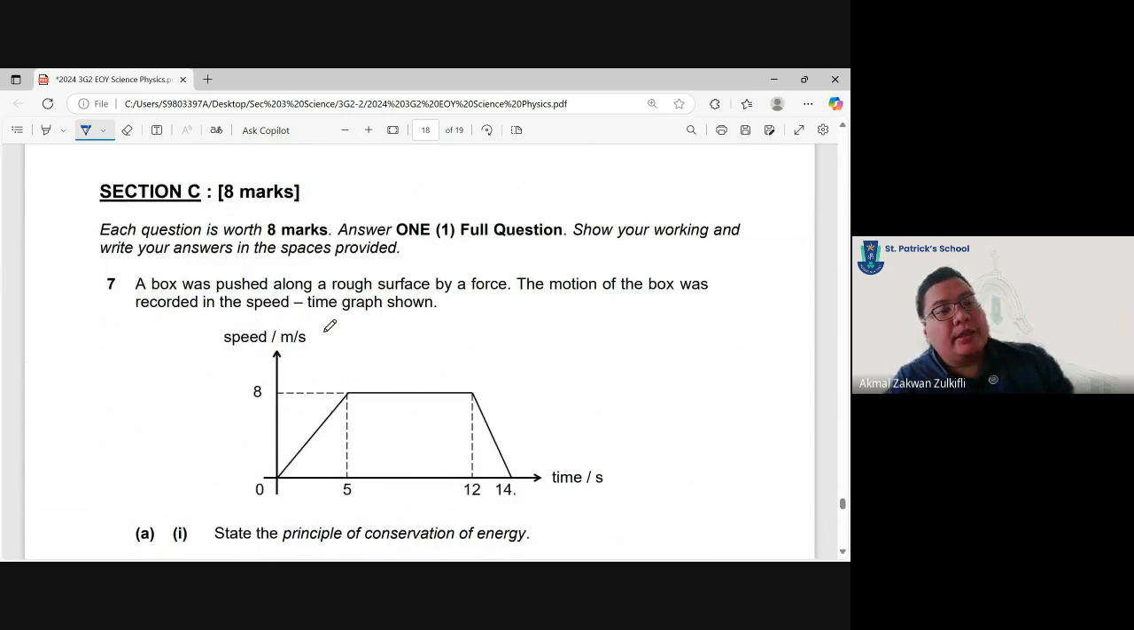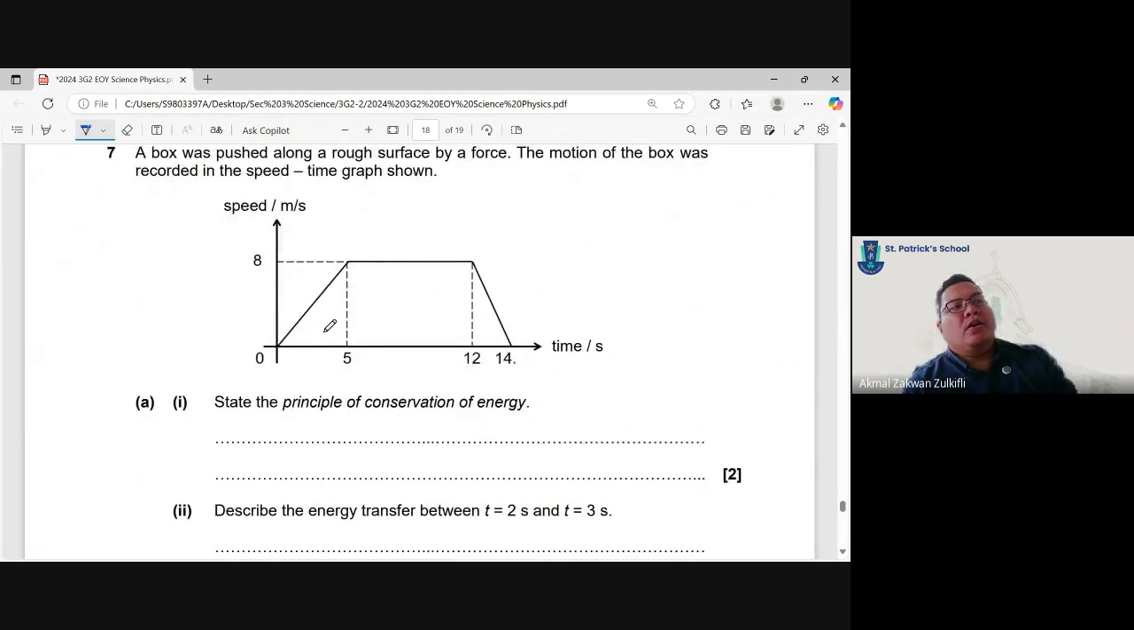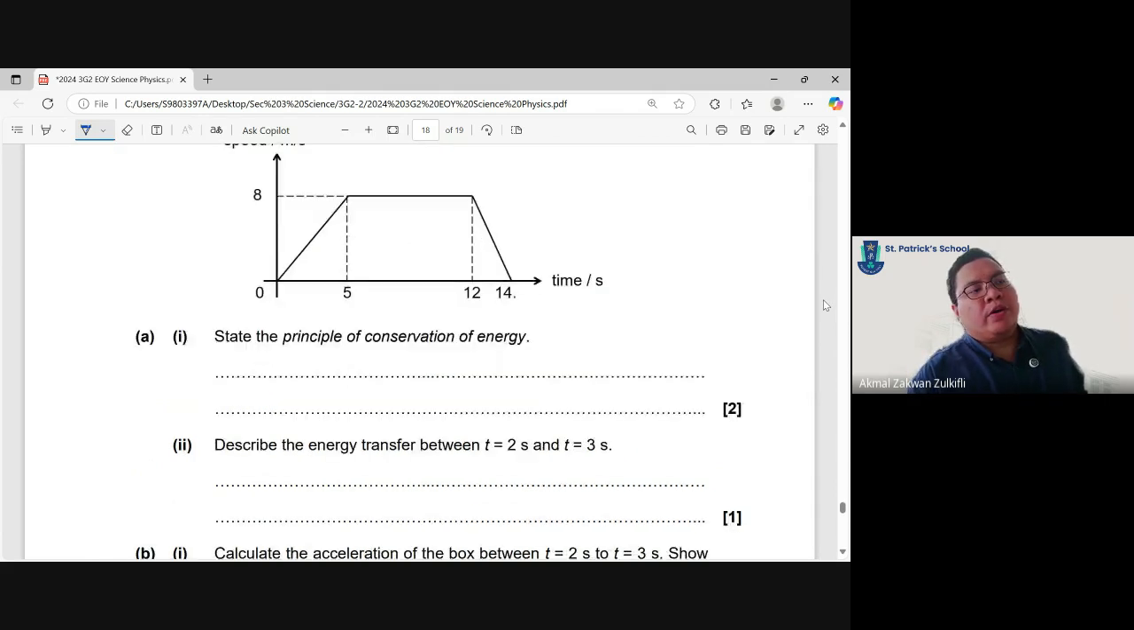Okay guys, section C. It's the last 2 questions. Just hang in there. A box was pushed along a rough surface by a force. The motion of the box was recorded in a speed-time graph.